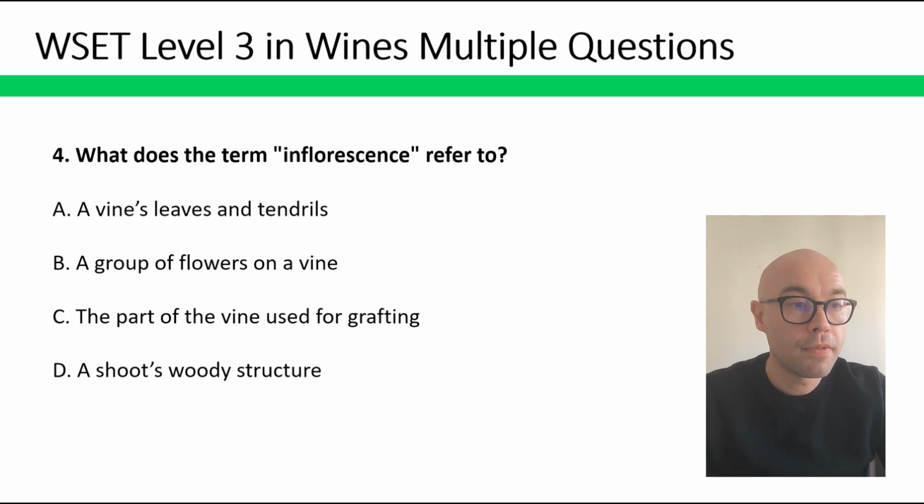What does the term inflorescence refer to? A vine's leaves and tendrils, a group of flowers on the vine, the part of the vine used for grafting, a shoot's woody structure. The correct answer is B, a group of flowers on the vine. So inflorescences are flowers that will become grape berries.